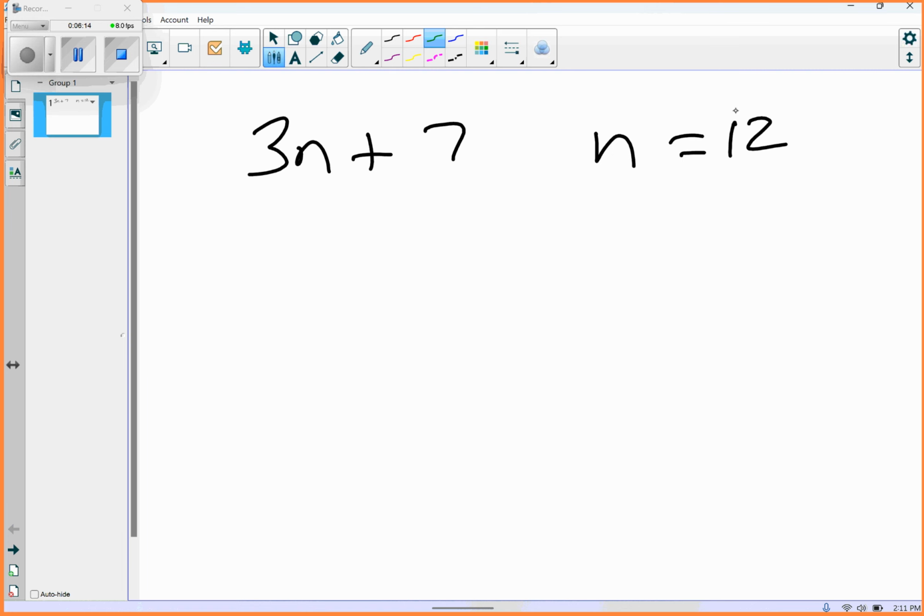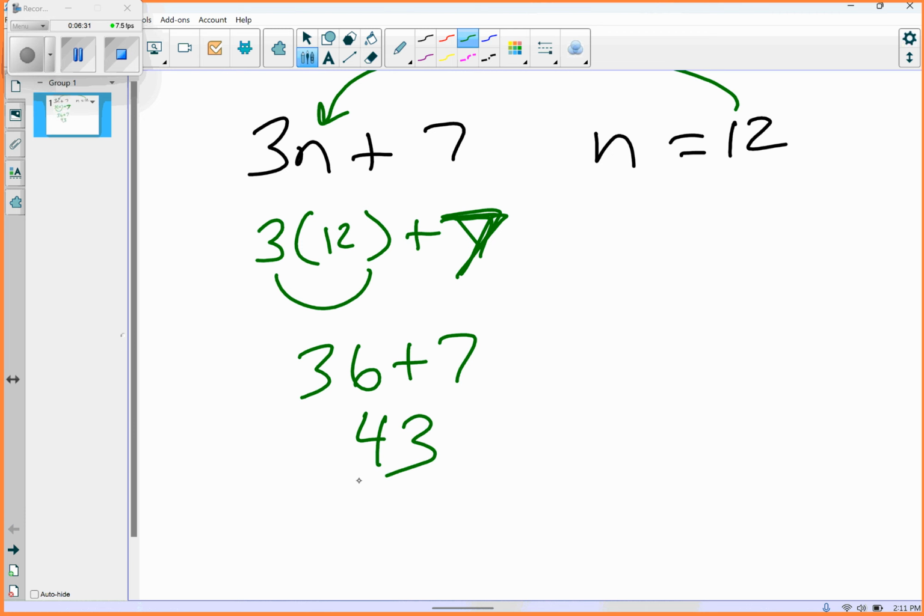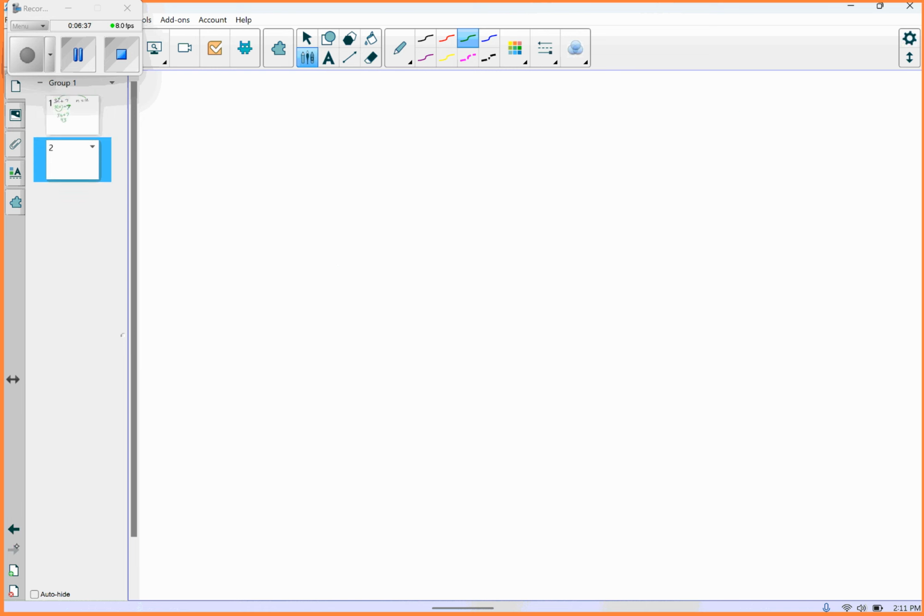Very good. So this is going to go here. So what math operation is taking place? Multiplication. So 3 times 12, 36 plus 7. Help me out. 43. I like it. There's our first answer. Agree? Yeah. All right, on to the next one.